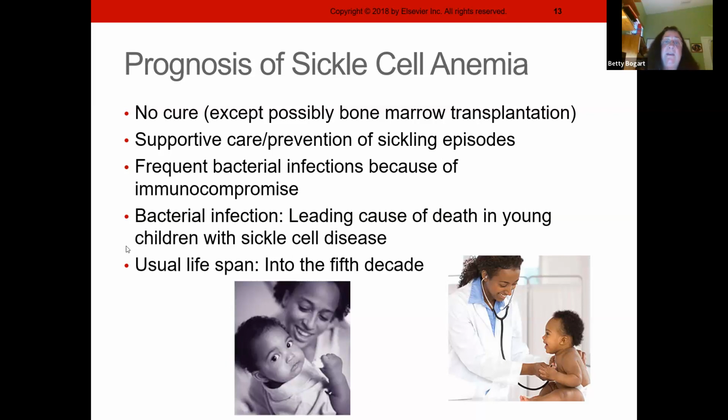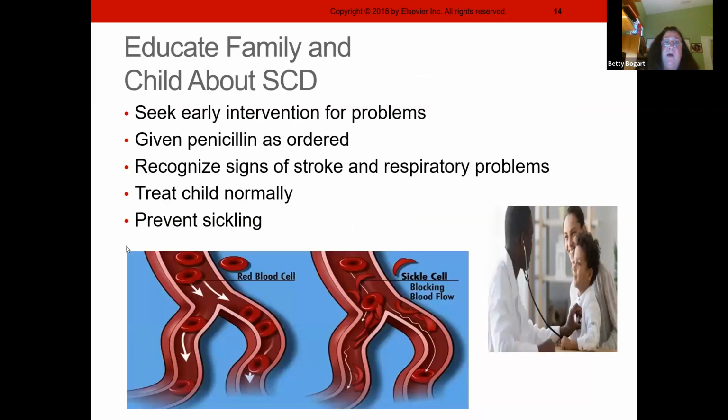These children can live longer than ever today. 5th, 6th decade. It's getting better because we're understanding it more. We know when they need treatment. So the prognosis is better. So educate. How are you going to educate these parents? Well, as I've been saying, early intervention. You have a fever, come in. They start a sickle attack, come in. They're also given penicillin, 1 pill a day, prophylactic, and this can help prevent infections.